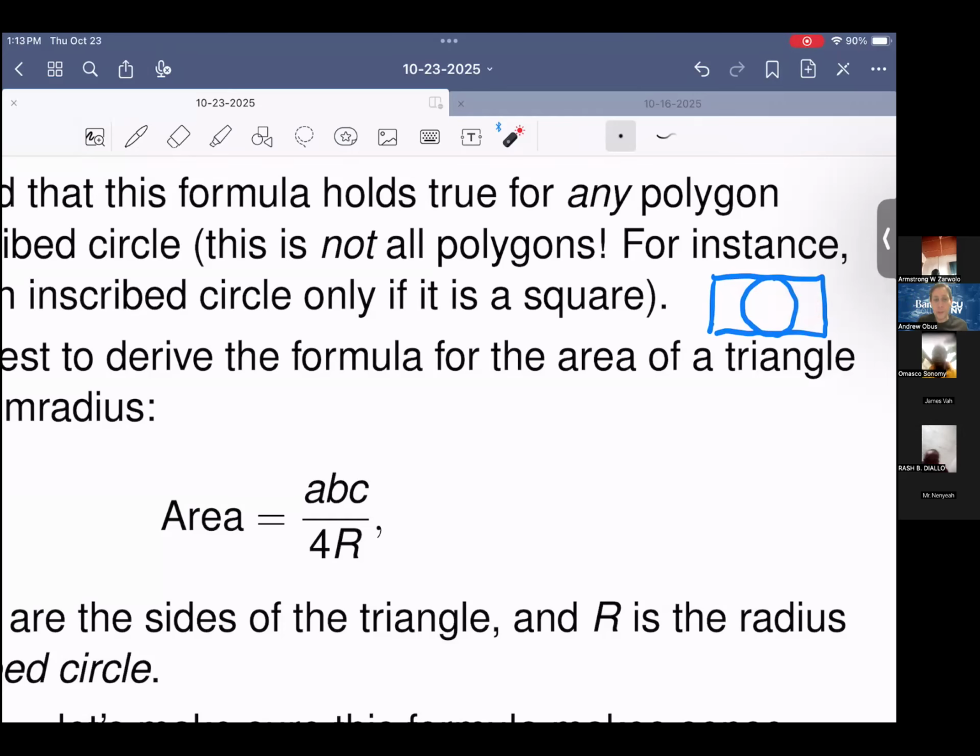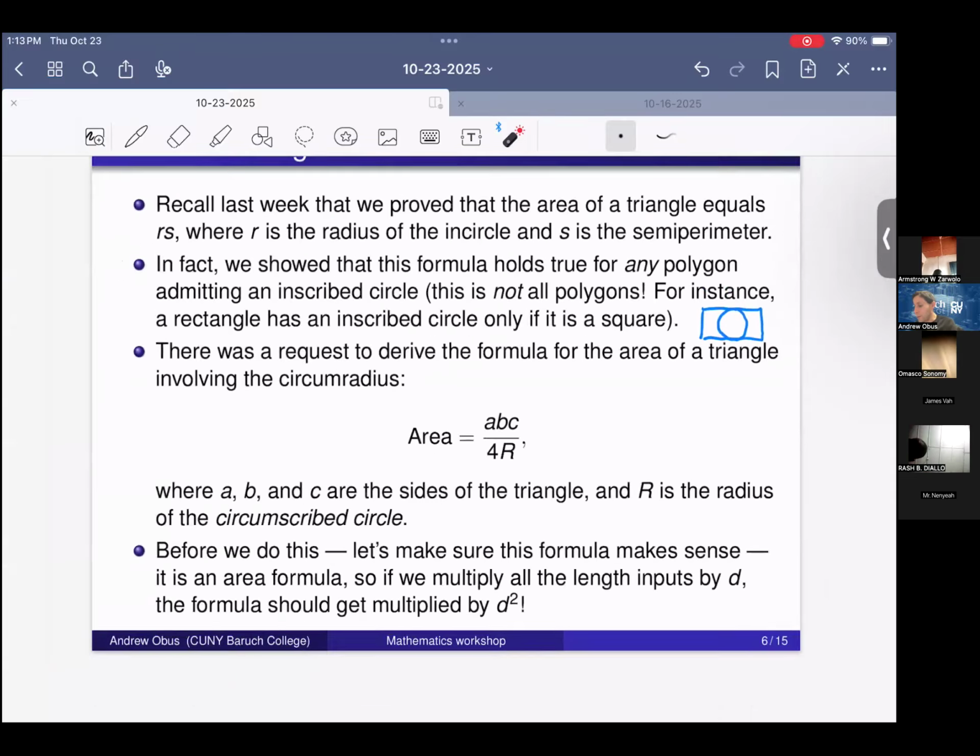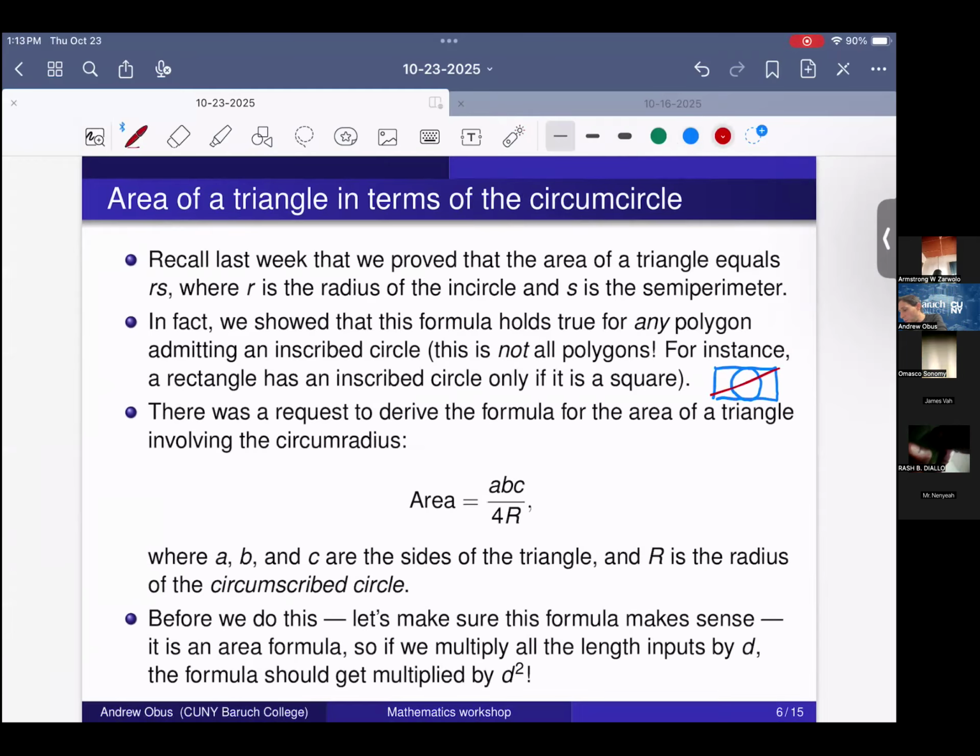So this rectangle, you can't use this formula because it doesn't have an inscribed circle. So maybe I'll say this is no good. Does not have an inscribed circle. But if your polygon does have an inscribed circle, then you can use this RS as a formula.